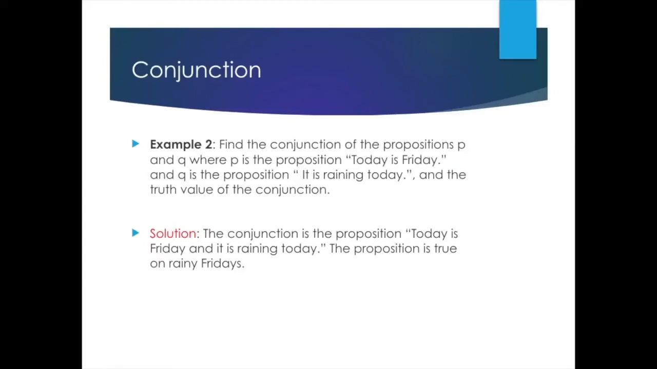Another example. Find the conjunction of the propositions P and Q, where P is the proposition today is a Friday and Q is the proposition it is raining today, and the truth value of the conjunction. How would you combine them? Today is a Friday and it is raining today. Now, today is not a Friday, which is false. So the first statement P is false. It is raining, it's not right now, so this is false. So false and false is? False. False.